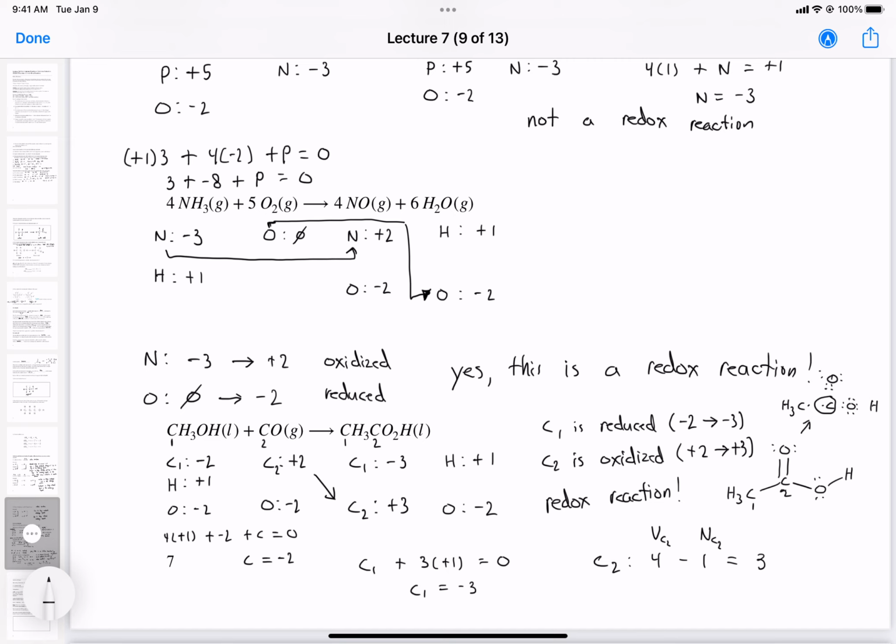Okay, so that's our lecture on oxidation reduction reactions. This is pretty much all you need to know: calculating oxidation numbers and predicting if something's a redox reaction. And then next lecture we'll start our discussion on acid-base chemistry.